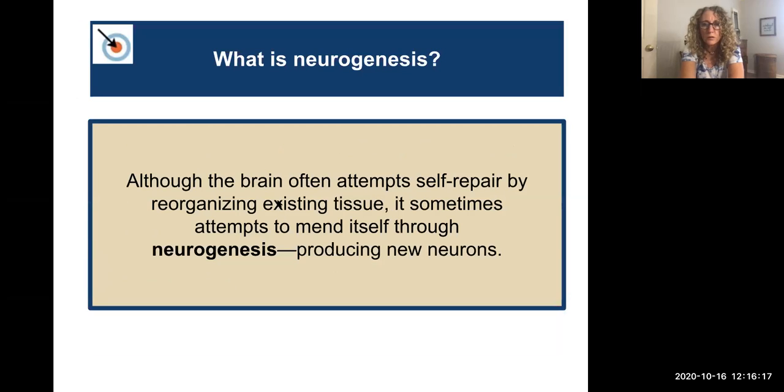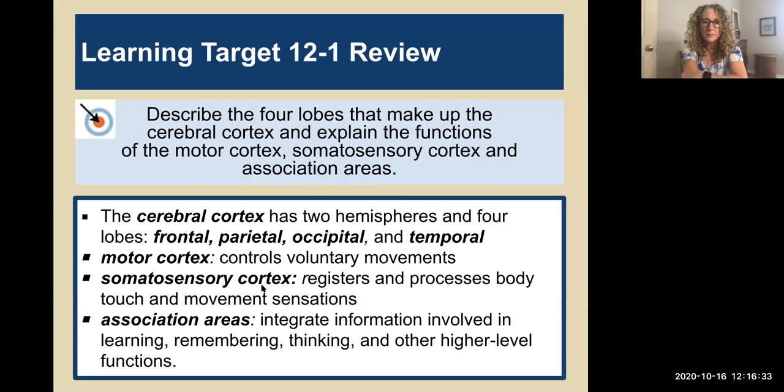Although the brain often attempts to self-repair by reorganizing, it sometimes attempts to mend itself through neurogenesis, producing new neurons. So plasticity is helping reorganize, while neurogenesis is actually producing new neurons. Here's a quick review.